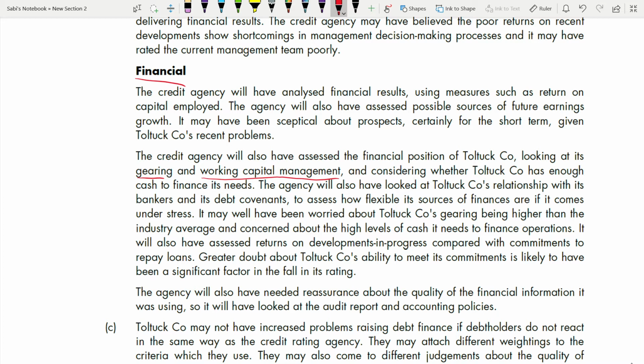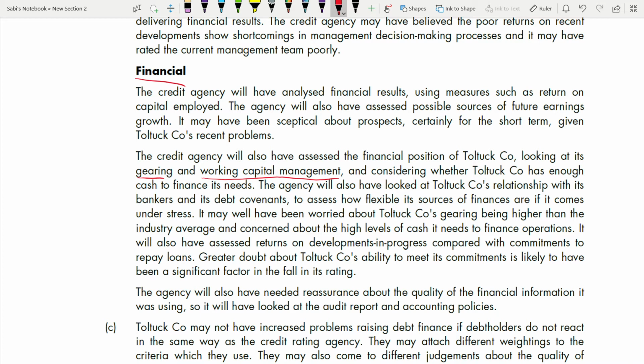And considering whether Toltuck has enough cash to finance its needs, the agency will also have looked at Toltuck's relations with its bankers and its debt covenants to assess how flexible its sources of finance are if it comes under stress. It may well have been worried about Toltuck's gearing being higher than the industry average and concerned about the high level of cash it needs to finance operations. It will also assess returns on development in progress compared with commitments to repay loans.